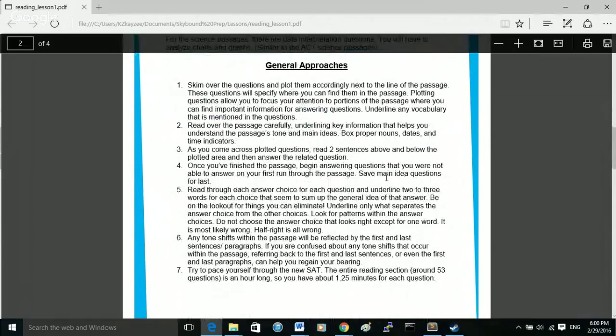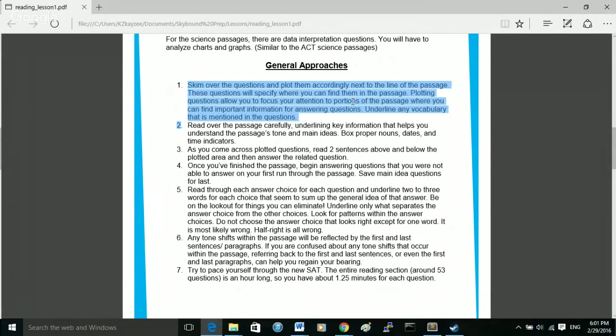Alright, so we're going to first of all move to the general approaches to the reading passages. So first of all, you want to skim over the questions and plot them next to the line of the passage. These questions will specify where you can find them in the passage, and you want to plot these questions to allow you to focus your attention to the portions of the passage where you can find important information for answering these questions. Also, you would like to underline any vocabulary that is mentioned in the questions.